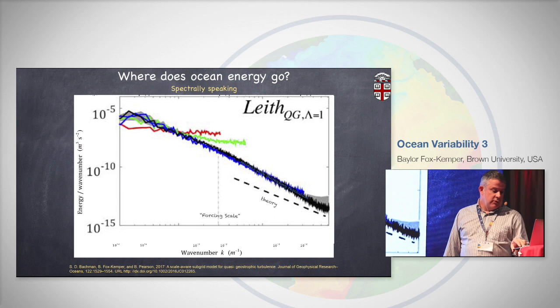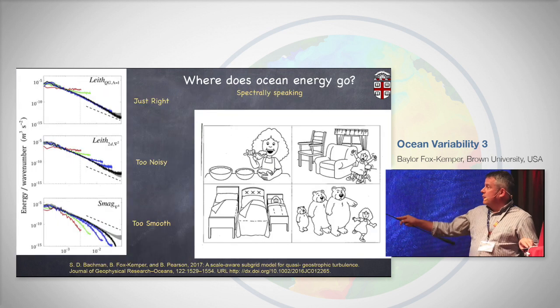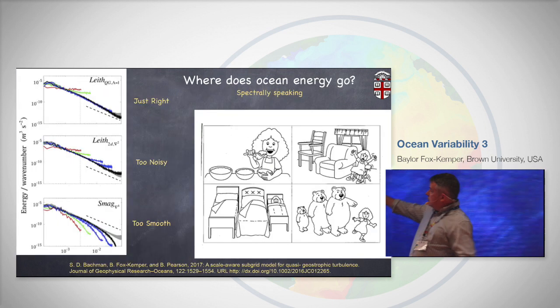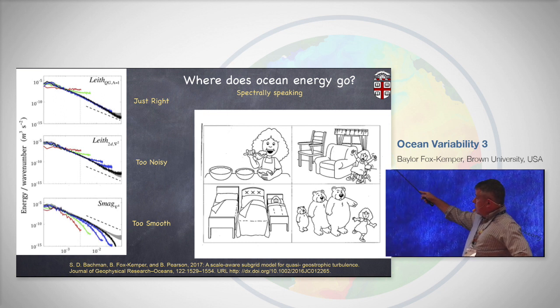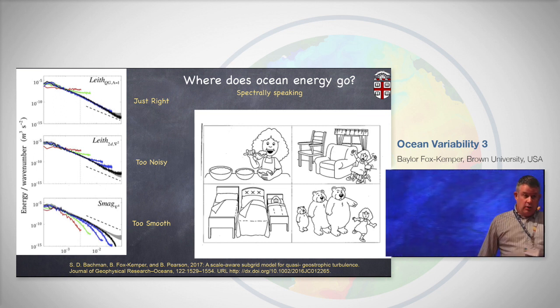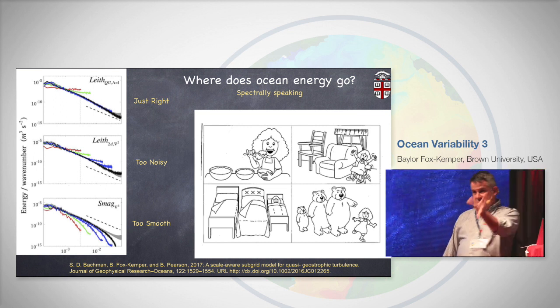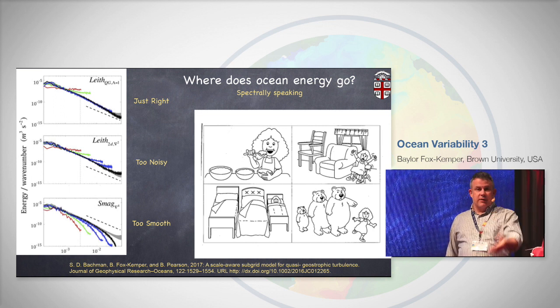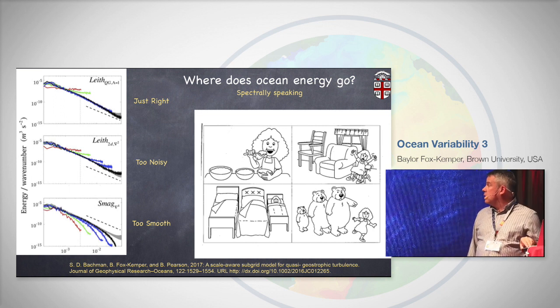Okay? So, to put it this way, I have 3 different versions. So this is the QG Leith one, which is the one I just showed. This is our new theory. This is the 2D version that Leith came up with in 96, and this is Smagorinsky's version from 63, all on the same test problem, which is a standard kind of geostrophic eddies in a channel problem.